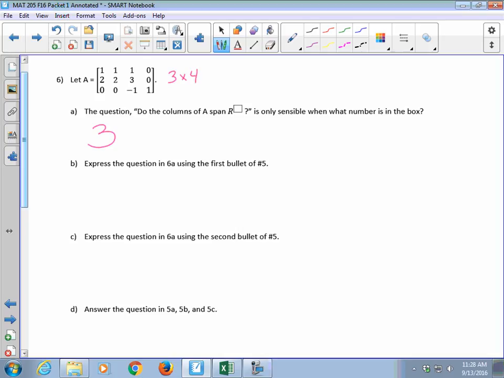The span of the columns lives in R3, because when I take linear combinations of the columns, I'm always going to get 3 entry vectors as a result. So my question is, can I get any 3 entry vector from all of R3? Can I create, by taking a linear combination of these 4 columns, any vector in R3 I want?